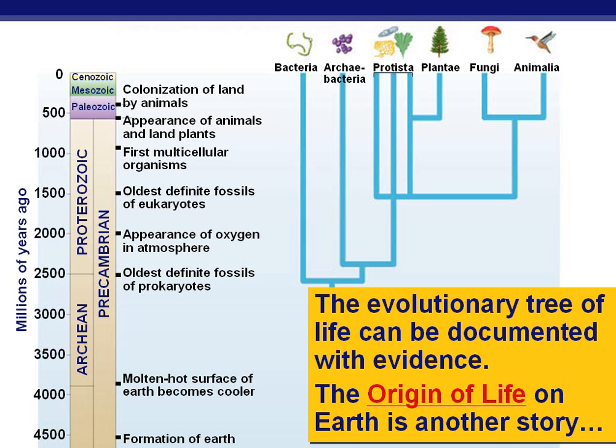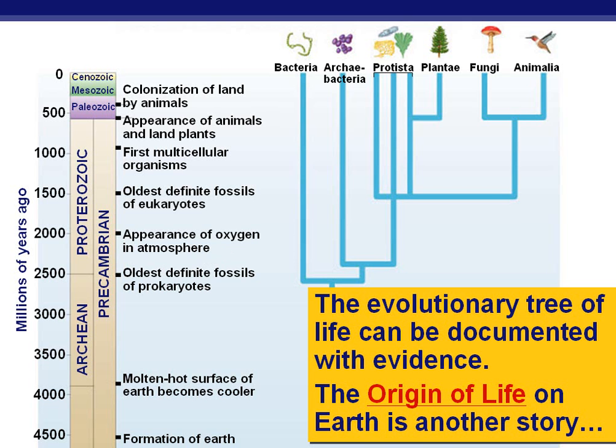Somewhere around 3,800 million years ago, the molten hot surface begins to cool on Earth. And as it cools, it condenses into something solid. Then, as we move forward in time, during the Precambrian period, we have some of the oldest definite fossils of prokaryotes, around 2.5 billion years ago, and some even date older than that. Around 2,000 million years ago, we see the appearance of oxygen in the atmosphere, most likely due to the photosynthetic activity of some of those prokaryotes.